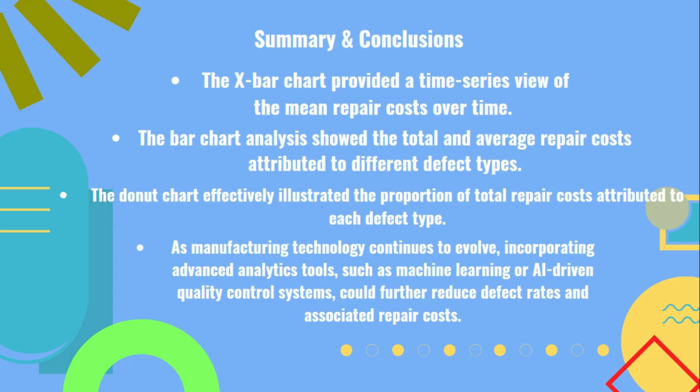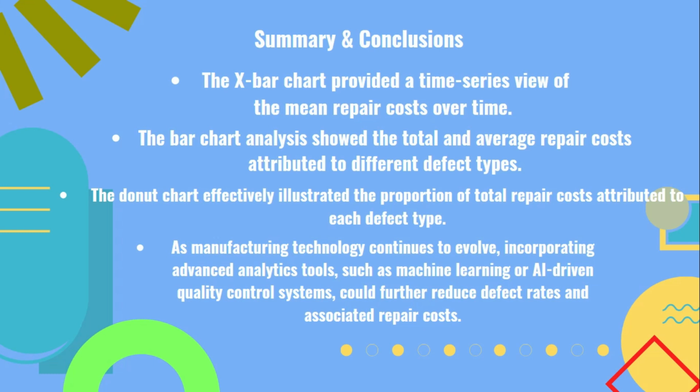We also see that the bar chart analysis showed the total and average repair costs attributed to different defect types. And the results revealed that certain defect types, such as functional and structural, may have a more significant financial impact on the manufacturing process compared to others. And the donut chart effectively illustrated the proportion of the total repair costs attributed to each defect type. And as manufacturing technology continues to evolve, incorporating advanced analytical tools such as machine learning or AI-driven quality control systems could further reduce defect rates and associated repair costs. And future interpretations should consider the potential impact of these technologies on improving manufacturing efficiencies and product quality.